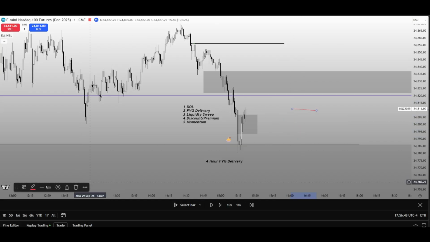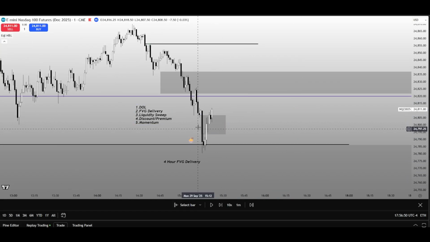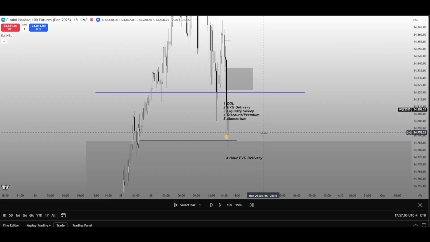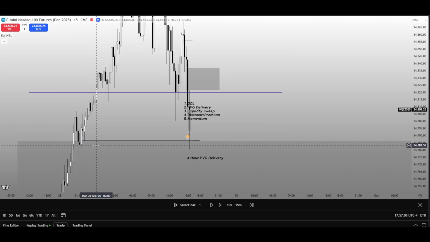Okay, so now we have all 5 criteria met. We have the inversion fair value gap, right? We have draw on liquidity. We identified we had an unfilled 15-minute above. We have triple equal highs above. For fair value gap delivery, we tapped into that 4-hour. For the liquidity sweep, again, remember we swept out that 15-minute low here. So we have a liquidity sweep.